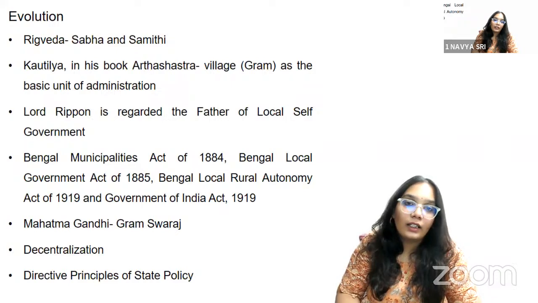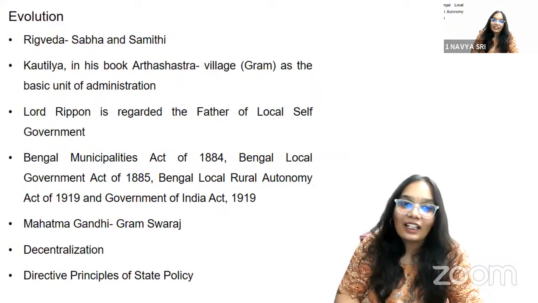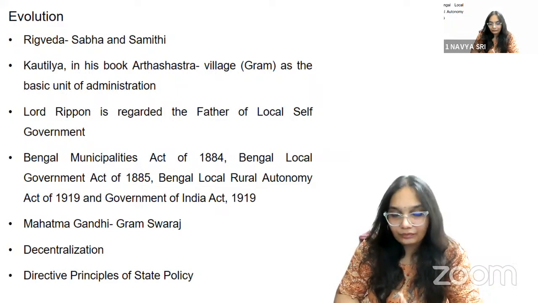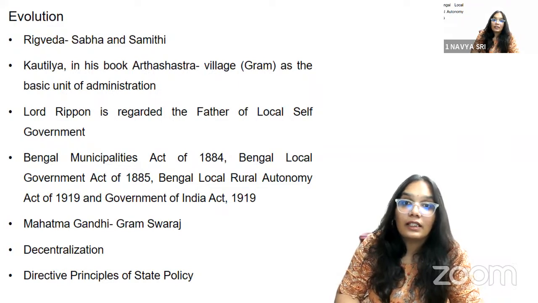And another important point, Lord Ripon is regarded as the father of local self-government. Please remember, even if you're writing an answer, please start either with this or add it in between the points. This is a must. So how can we say that he is considered the father of local self-government?